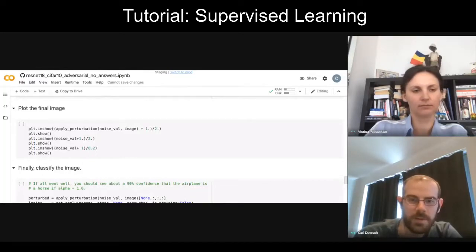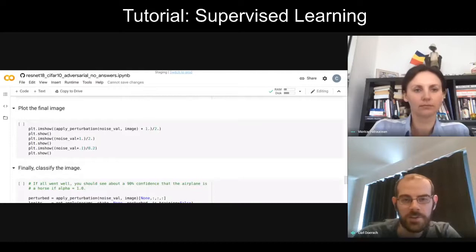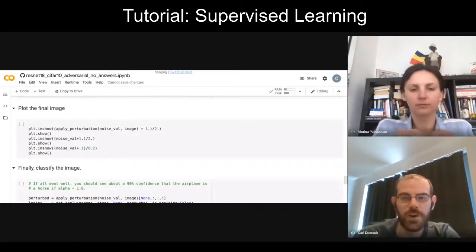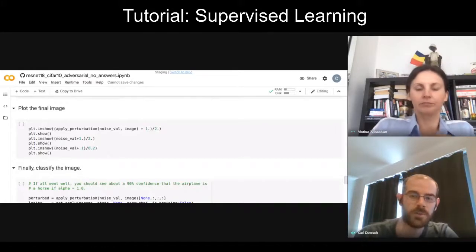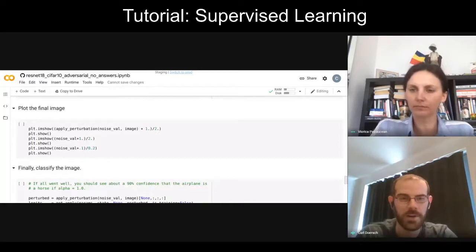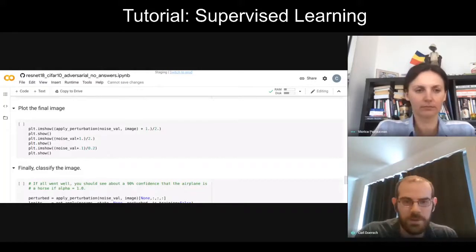Yes, to generate an adversarial attack for each class, you would want to repeat this procedure however many times you want to. And it's not going to be retraining the neural network. It's just going to be optimizing that noise value separately for every category. In this case, we're just going to do it with a single category. We're trying to convert this airplane into a horse. But you can do this as many times as you want to for whatever category you'd like.